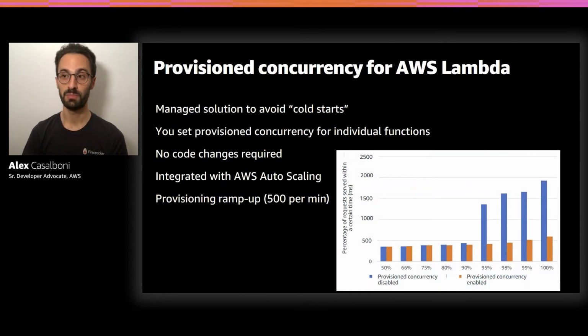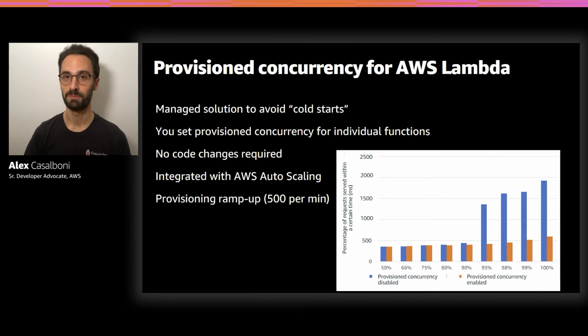The last thing I already mentioned, provisioned concurrency. Keep in mind you shouldn't need to change anything in your code. It already integrates with AWS auto scaling, so you don't really have to know in advance how much provisioned concurrency you need. You can let the auto scaling do its job and go up and down depending on demand. And this might help you especially improve the user experience and the customer UX. Also keep in mind there is a ramp-up time of about 500 runtimes per minute.